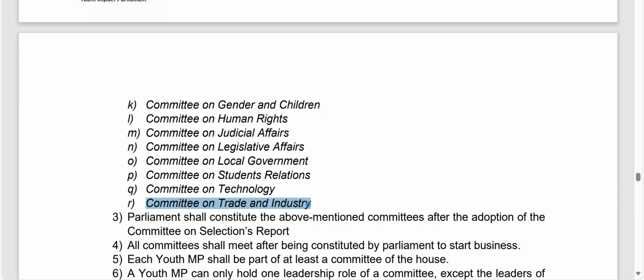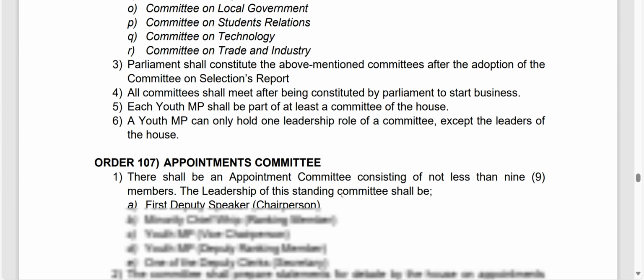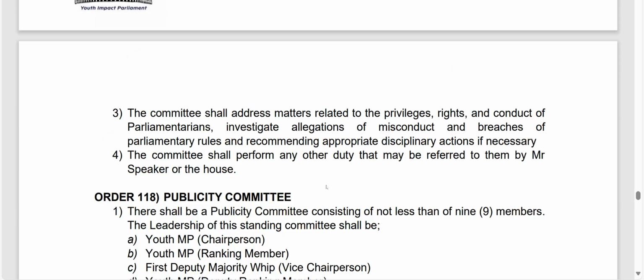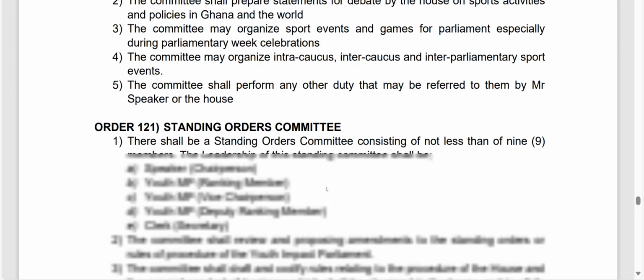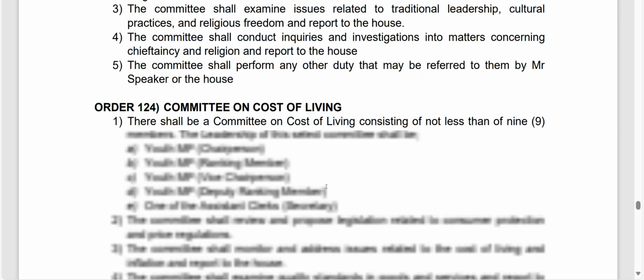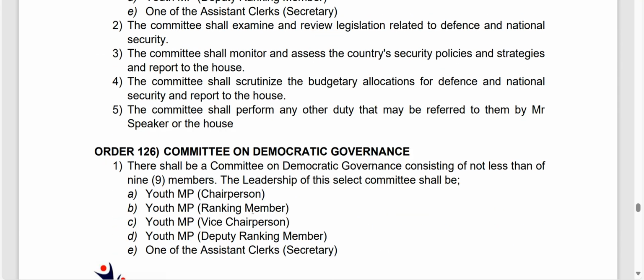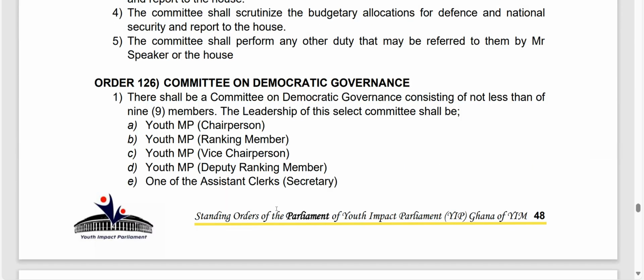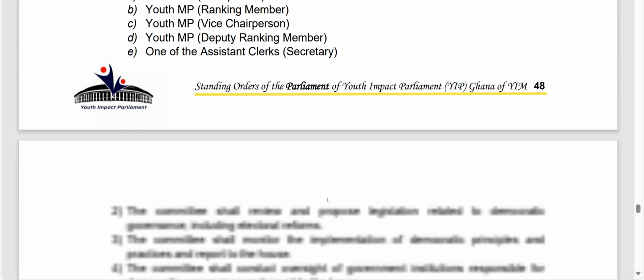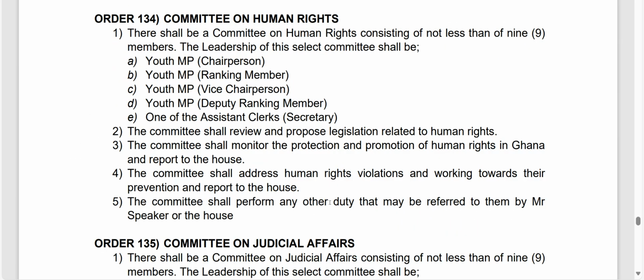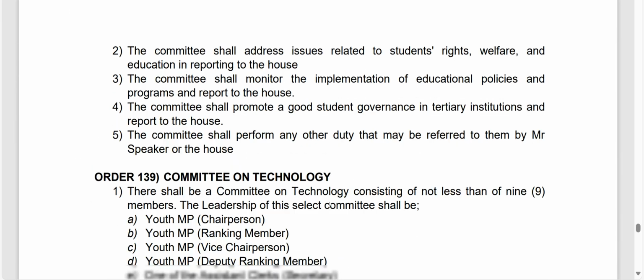Committee on Trade and Industry. So this committee basically talks about trade and industry, all those things. So as I told you, when the name is ending with committee, it's a standing committee. When the name is starting with committee, it's a select committee. So all committees have chairpersons, ranking members, vice chairs, and deputy ranking members. And I'll talk about your responsibility in those particular circumstances.